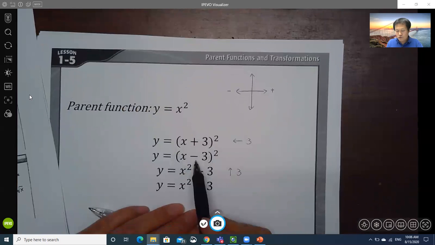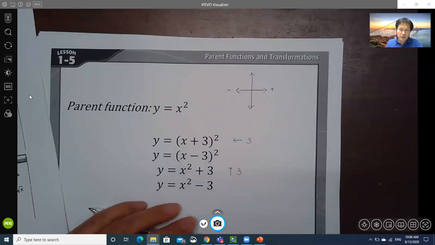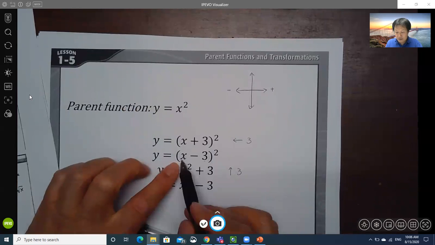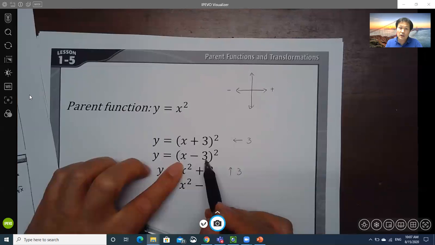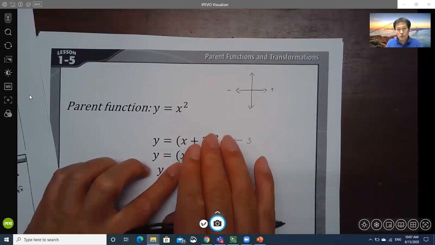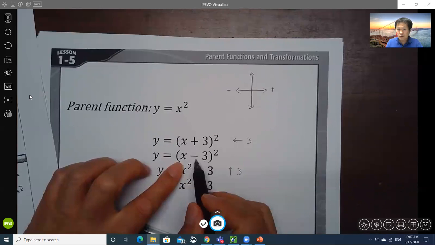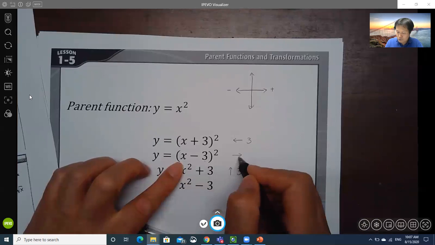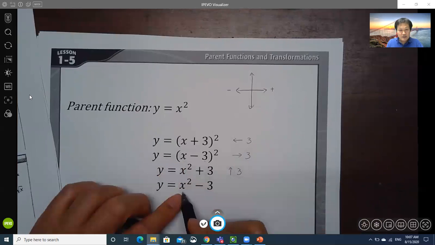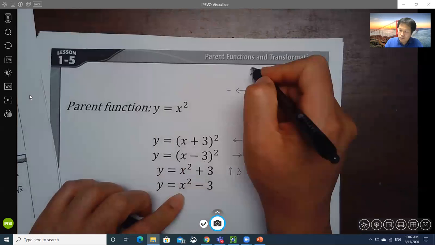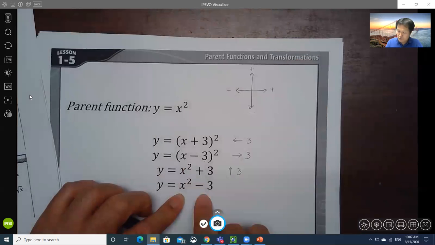Same logic, when you do minus 3 here, you should pay attention. Can x see minus 3? Yes, x can see minus 3. What does that mean? That means minus 3 has something to do with x. Either we are shifting to the right or shifting to the left. Minus 3, you have to go the opposite direction. You go right by 3. Can x see minus 3 in the other one? No. It has nothing to do with x. That means either up or down. Minus 3, you're going down by 3.